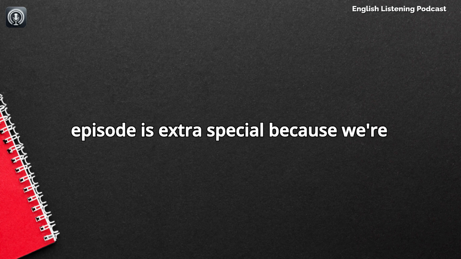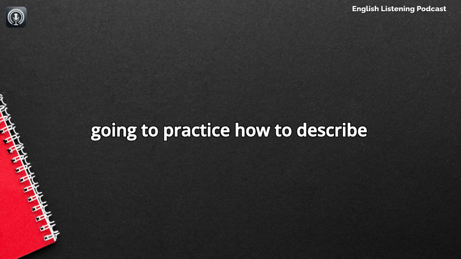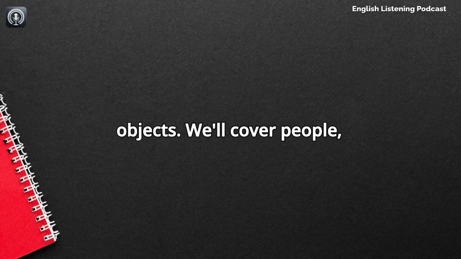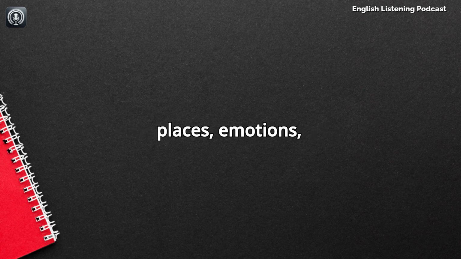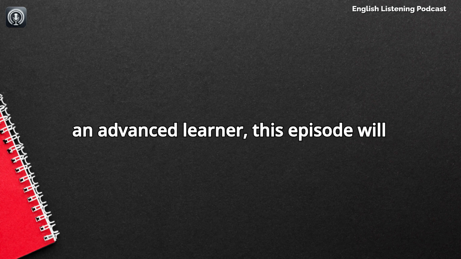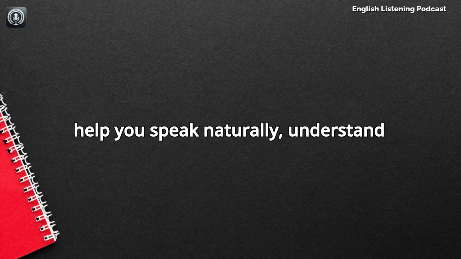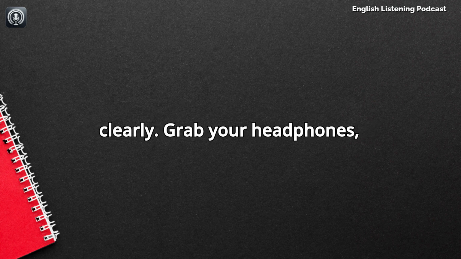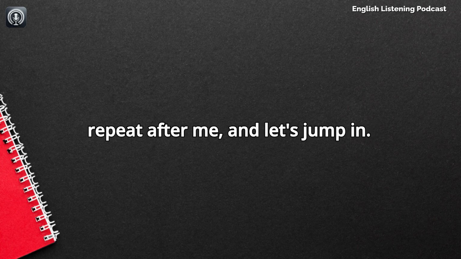Today's episode is extra special because we're going to practice how to describe anything in English, and not just objects. We'll cover people, places, emotions, experiences, and daily situations. Whether you're a beginner or an advanced learner, this episode will help you speak naturally, understand native English, and express yourself clearly. Grab your headphones, repeat after me, and let's jump in.